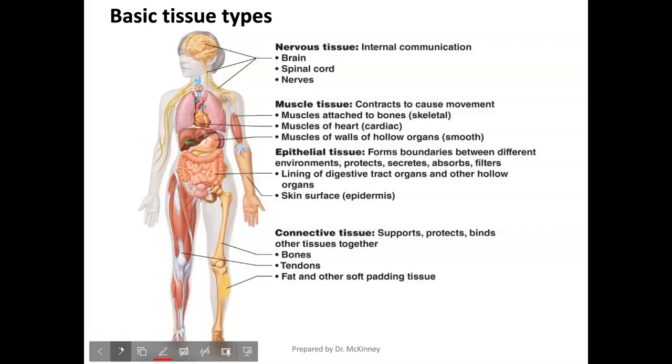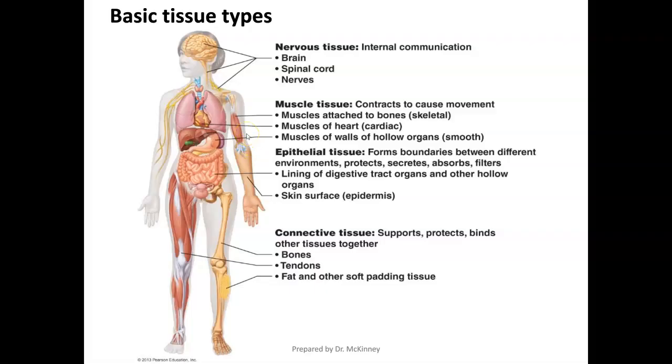So there are 4 types of tissue that we will discuss. We'll discuss epithelial tissue first, and then we will discuss connective tissue, muscle tissue, and nervous tissue. So those are the 4 types of tissues that are found in the body. We'll start at the top here.